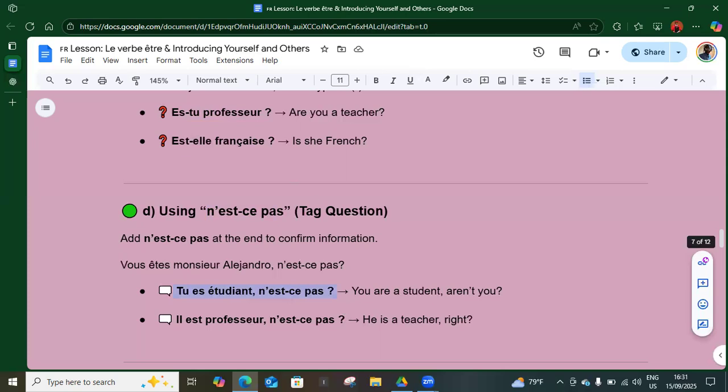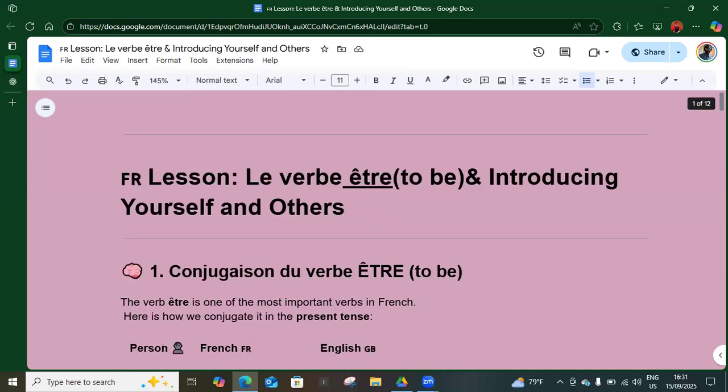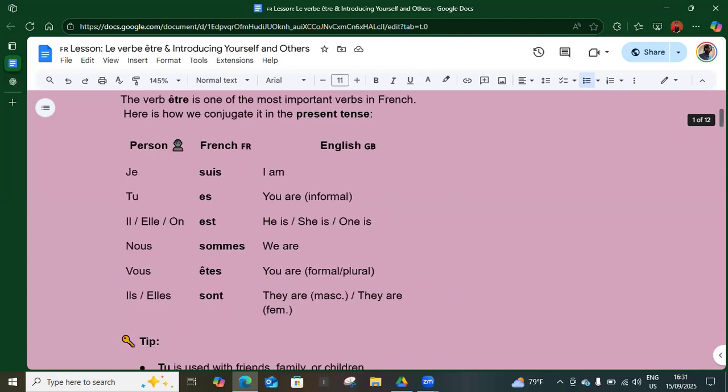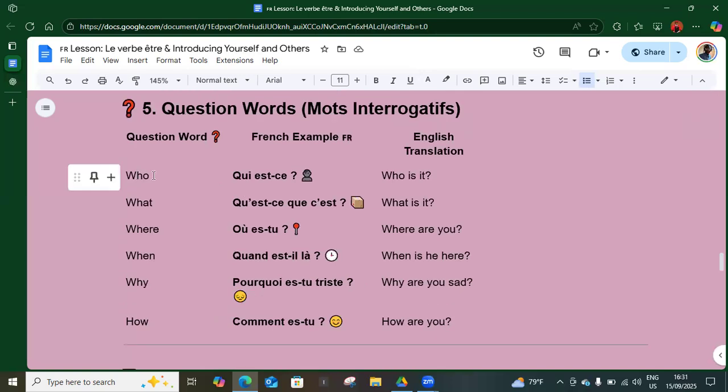Okay, good. And next here we have the question words, some question words that you can use for the verb être that we conjugated here at the beginning. Now let's look at these question words. Here we have who. Who is qui, okay? Qui here means who. So qui est? The whole of this is est. So qui est, which means who is it? So when someone is knocking at the door, you can say qui est, okay? Who is it?